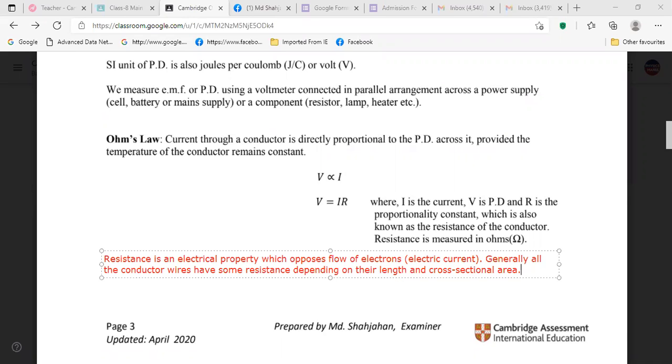Sir, what does cross-sectional area mean? So you write here in bracket beside cross-sectional area, that is thickness. Now you understood? Yes, sir. Like how thinner or how thicker it is. That is called cross-sectional area. If the cross-sectional area is more, then the wire is thick, right? Yes, sir. Okay, so you understood it, right?